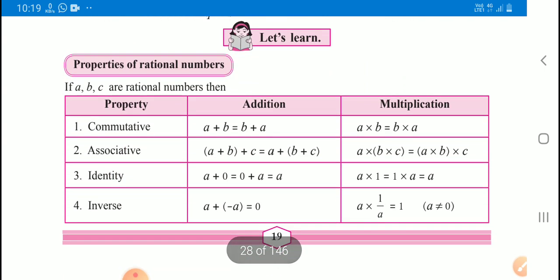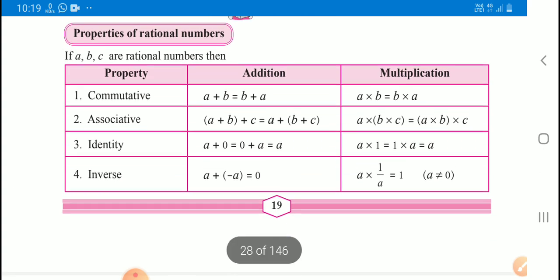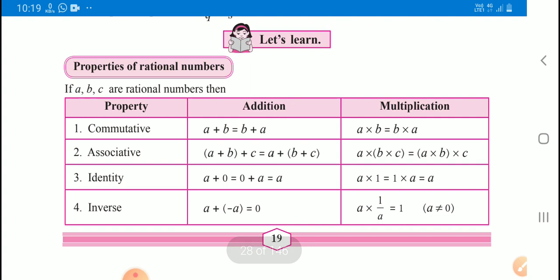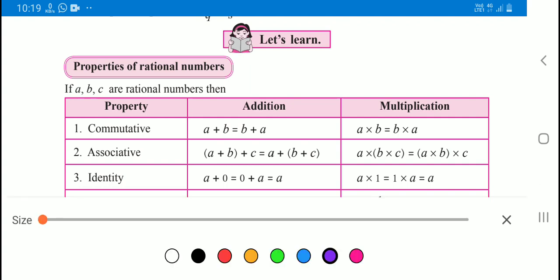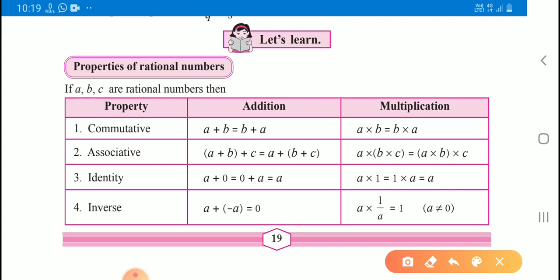Now, let us learn the properties of rational numbers. Okay. Here A, B, C are rational numbers. Then rational numbers should be in the form of m upon n, or numerator upon denominator. Now first of all we will see the commutative property of rational numbers. These properties are based on addition as well as multiplication: commutative, then associative, then identity, and then inverse.